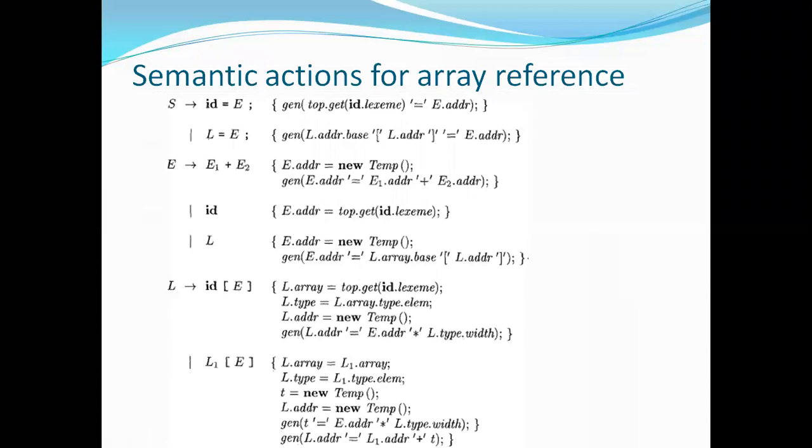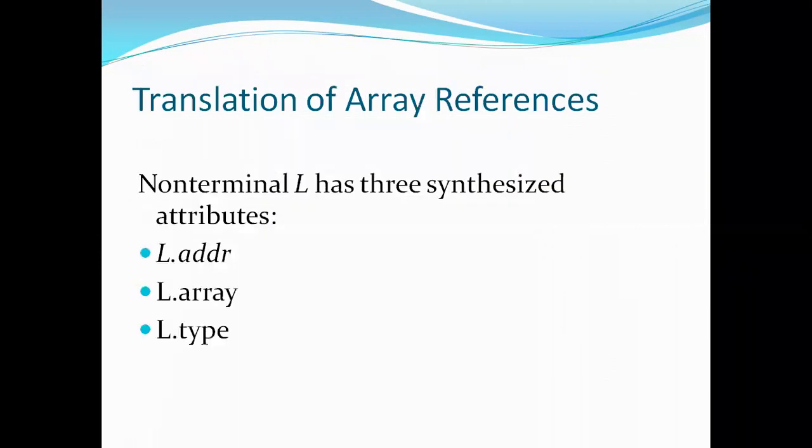In the previous slide, for the incremental translation and for the 3 address code for the expressions, I explained to you how to write the translation schemas or the semantic actions, right? See here, for a non-terminal L, it has 3 synthesized attributes: L.address, L.array, L.type. These are the 3 synthesized attributes. Addr is an attribute type. Array is an attribute type. Type is an attribute type.